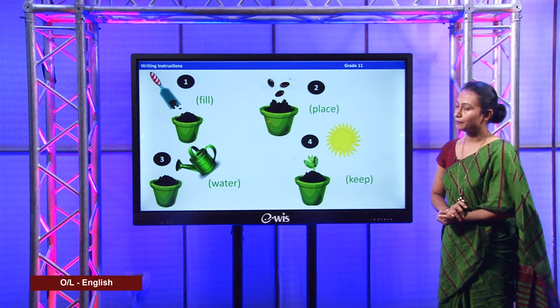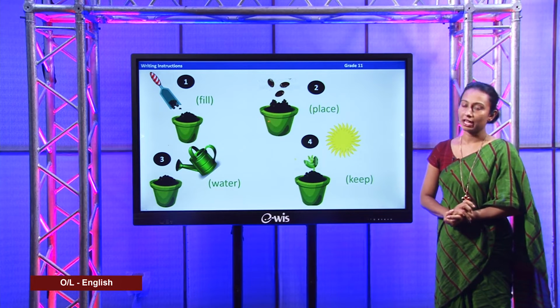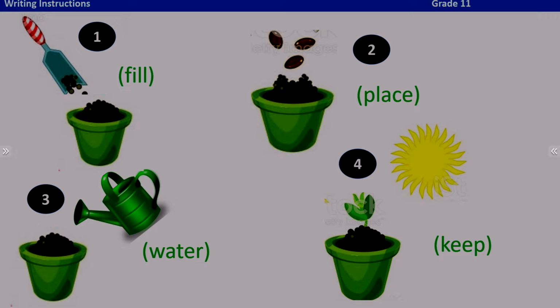Here there are the pictures related to the steps of planting flower seeds. You can see the verbs in green. So what is the first step? You have to fill the flower pot with some soil. Second step is you have to place the flower seeds in the soil. And third step is you have to water the flower seeds. And the last step is you have to keep the flower pot in the sunlight.